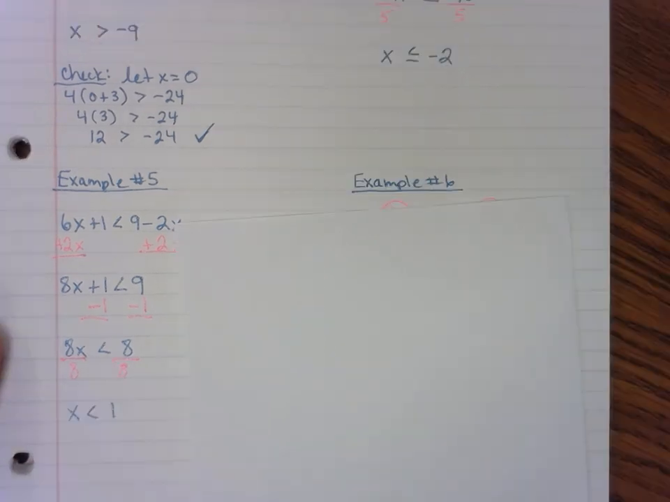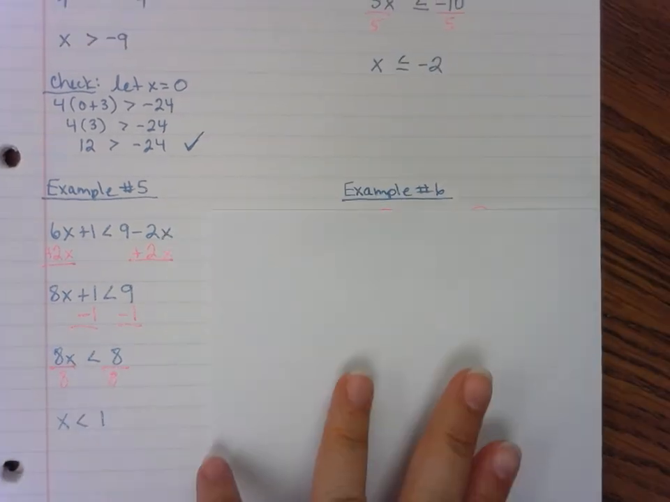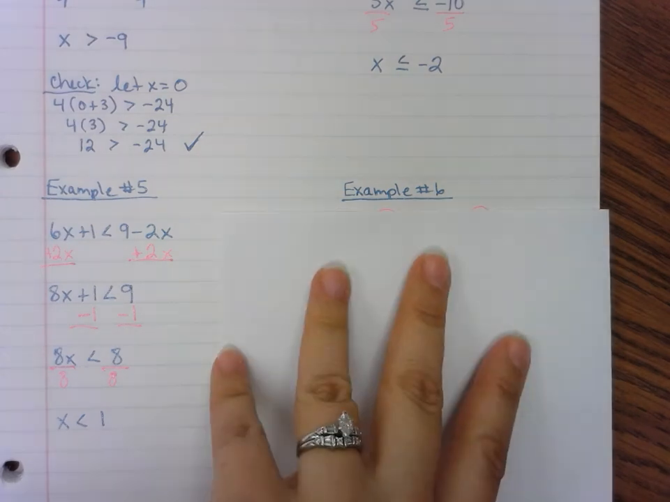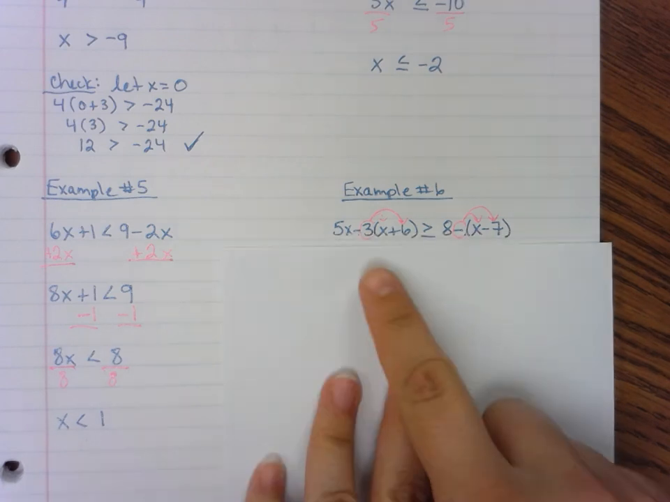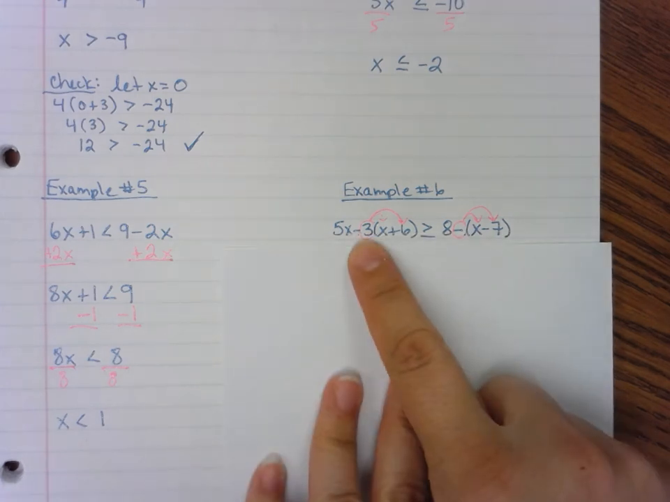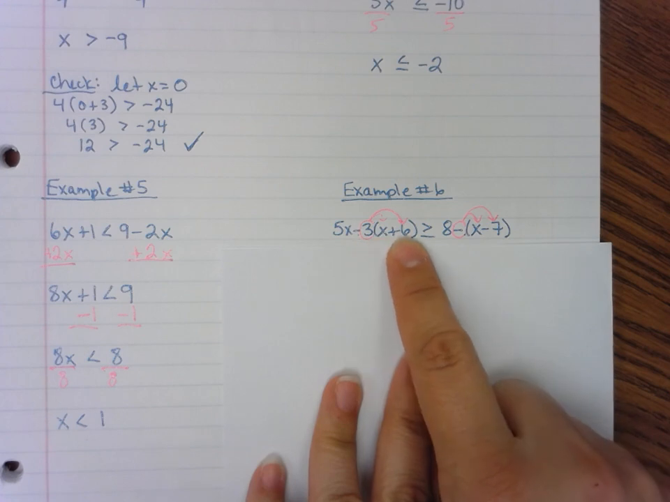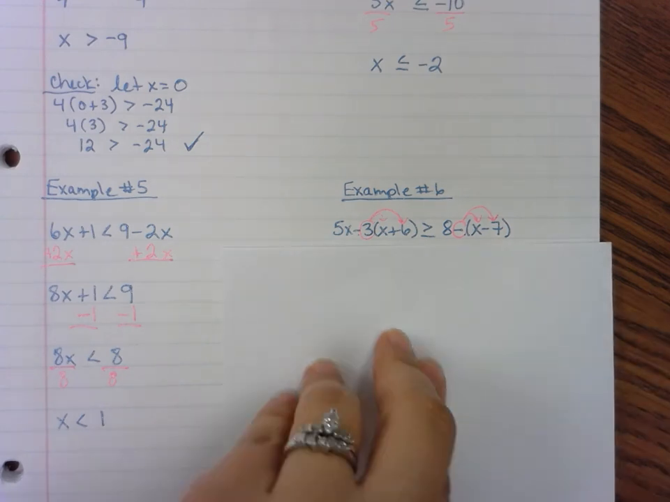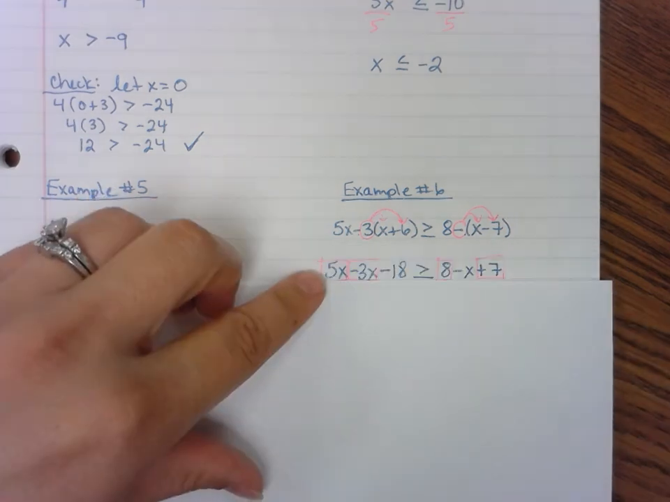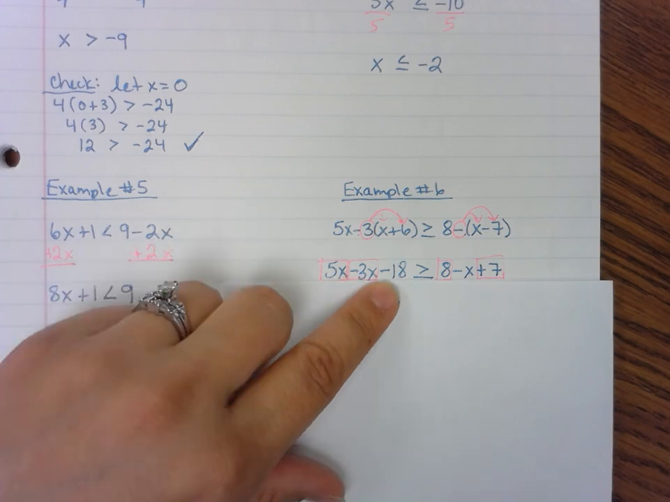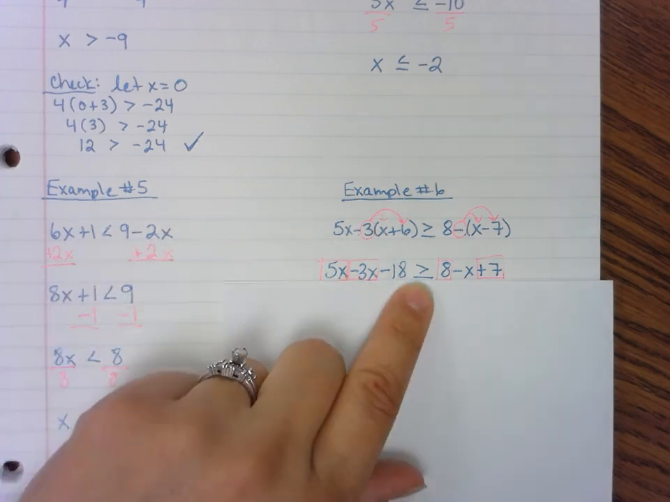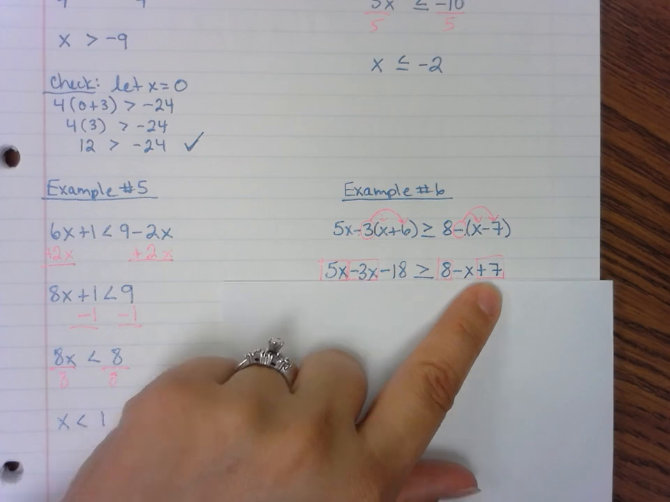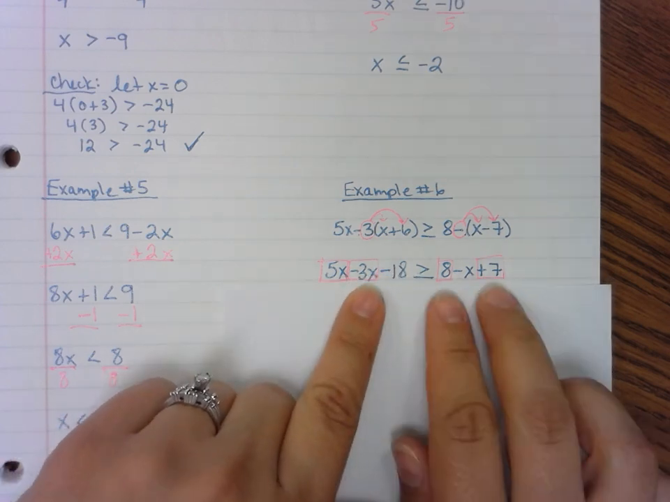And our last example that we're going to do today is the most challenging because not only do I have variables on both sides, but I also have parentheses on both sides, which means I'm going to have to distribute twice. I'm going to distribute this negative 3 to the x and the 6, and I'm going to distribute the minus sign to the x and the negative 7. So I have the 5x that comes down, minus 3x minus 18 is greater than or equal to 8 minus x plus 7.